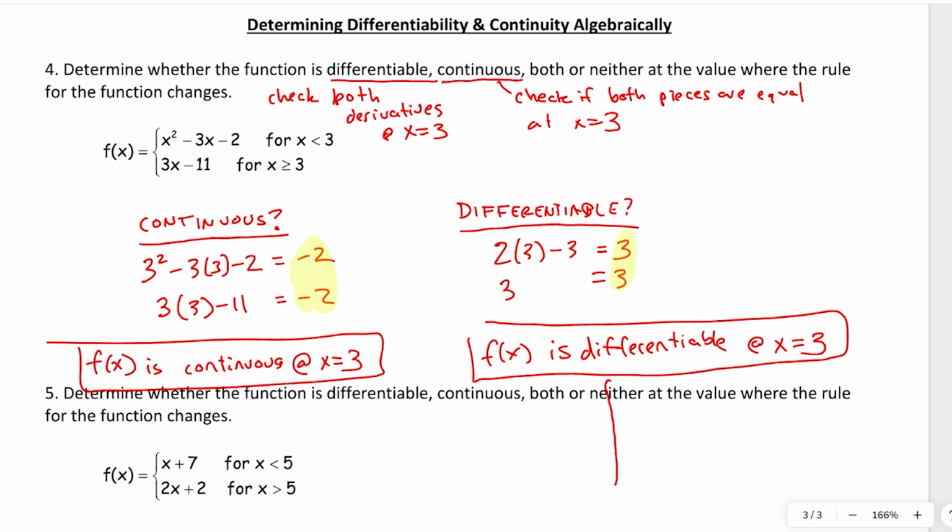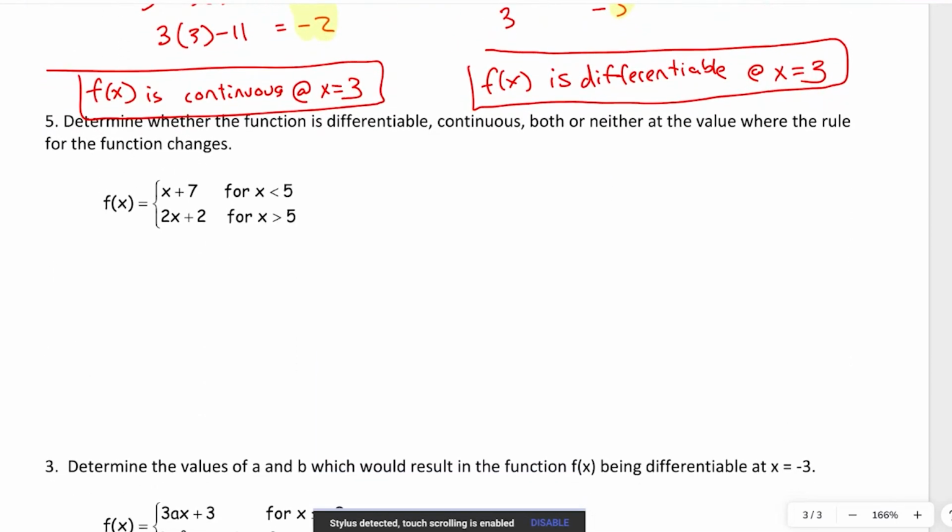All right, so we didn't get to these last couple of problems in class, so let's go over them now. Number 5 says determine whether the function is differentiable, continuous, both, or neither at the value where the rule for the function changes. And so the value where the function is going to change is going to be x equals 5, because when x is less than 5, we'll use x plus 7 to define the function, and when x is greater than 5, we'll use 2x plus 2.